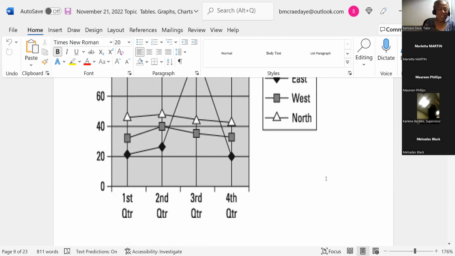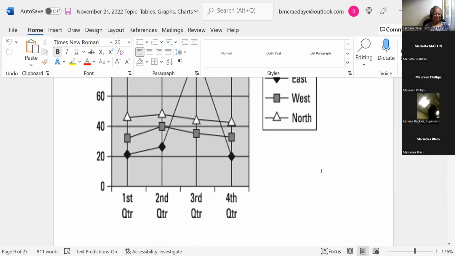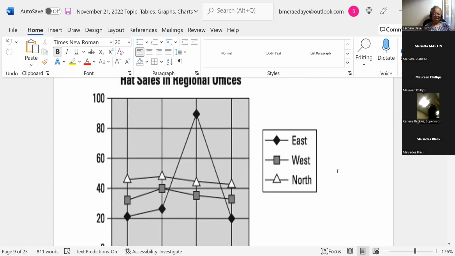Any questions on this graph? So it's not as bad as you thought, right? No, miss. The thing is, my eyes. I don't have my glasses. That's why I didn't see it. Just understand your legend.